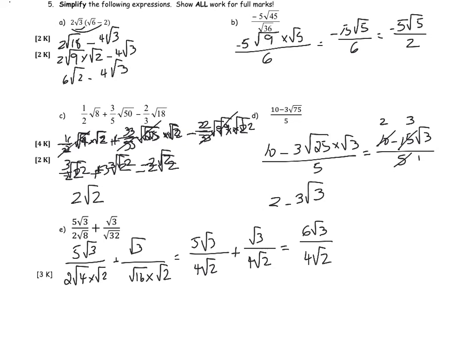Now, since we do not want any radical in the denominator, I'm going to multiply numerator and denominator by square root of 2. So I get 6 square root of 3 times square root of 2 is 6 square root of 6 over square root of 2 times square root of 2 is 2 times 4 is 8. I can divide numerator and denominator by 2. I get 3 here, I get 4 here. So my final answer is 3 square root of 6 over 4.